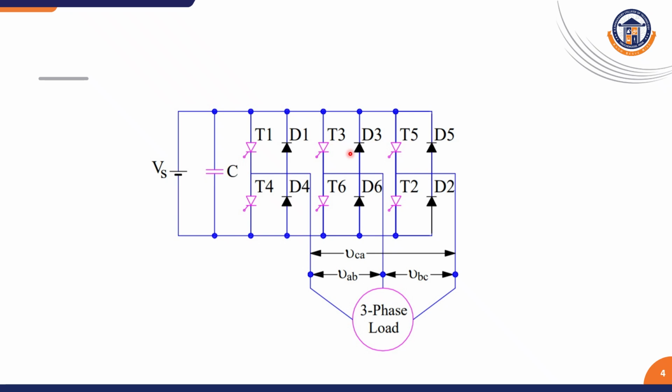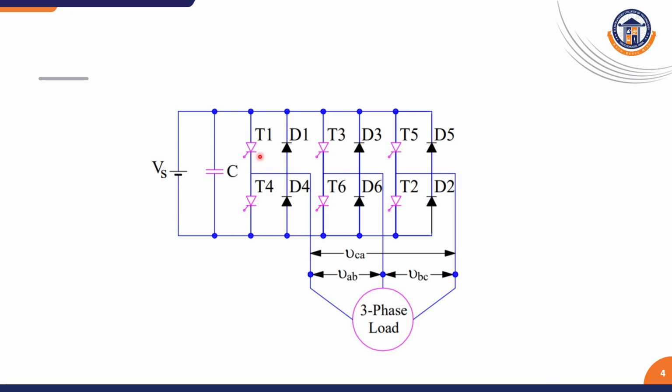T1, T3, T5 and T4, T6 and T2 are the thyristors, and D1, D2, D3, D4, D5, D6 are the diodes which are connected anti-parallel to the thyristors, which we call feedback diodes. Here this is a controlled inverter. We are using the gate pulses to control the output voltage of the inverter.